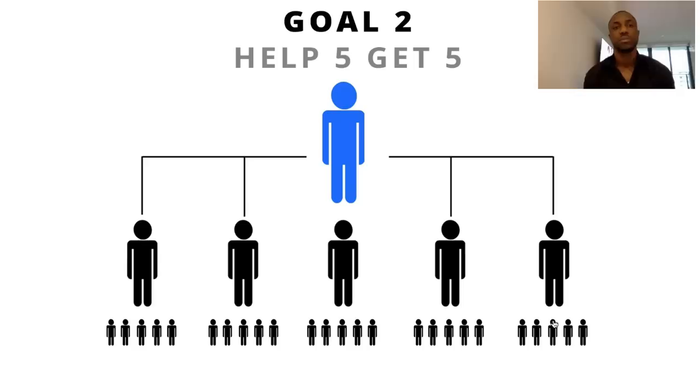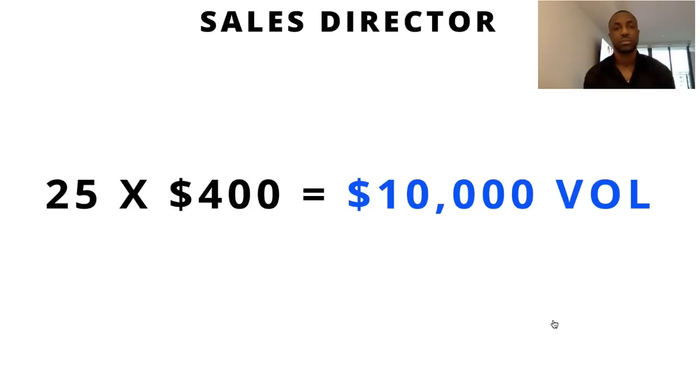Goal number 2 is to help those 5 frontline people you brought in get their 5 people apiece. So if you bring in 5 people yourself, tier 2, you help them get 5 people. That becomes 25 people, right? 25 agents in your organization. Again, every agent that comes in is 400 in value. So 25 times 400 equals 10,000 in value, that'll take you 3 promotions up all the way to the sales director position.